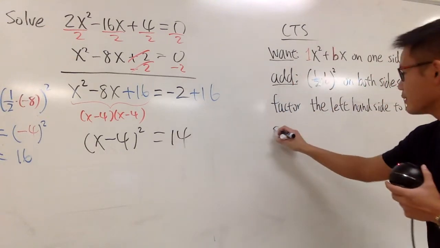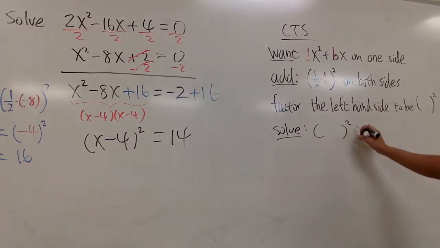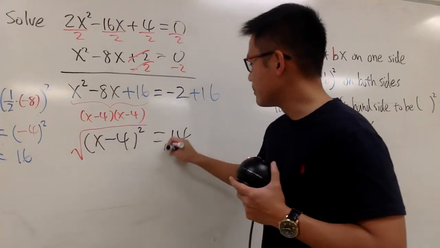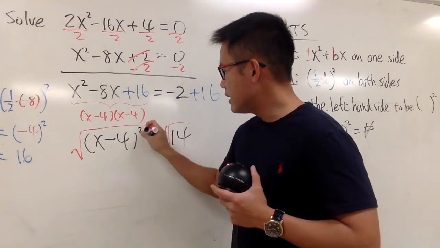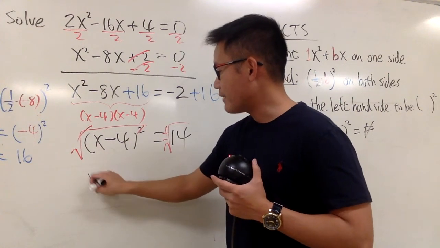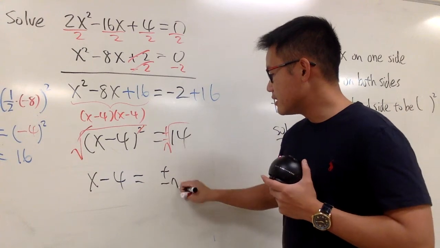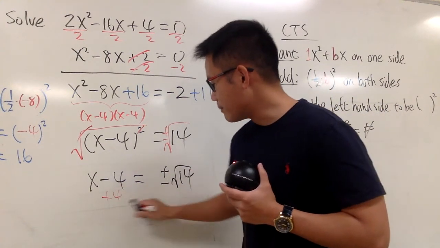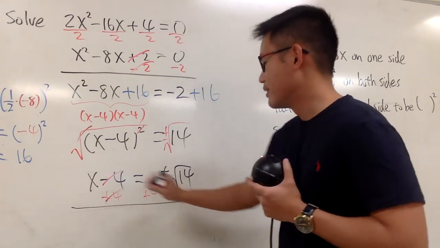And now the final stage is that we can just solve this square, right? It's equal to a number. And to do so, we can just take the square roots on both sides and be sure you attach a plus minus. And then this and that will cancel, and we will have x minus 4 equal to plus minus square root of 14. And lastly, we can just add a 4 on both sides. So you cancel this out, and in fact you are done.